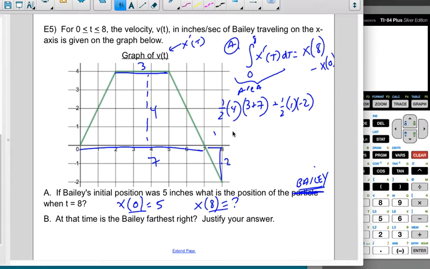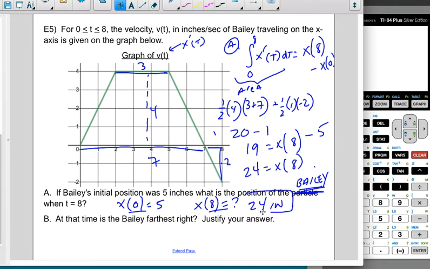So this area is going to end up being a 20 minus a 1, so a 19 equals x of 8, which is Bailey's final position, minus his starting position of 5. So when I add the 5 over, I get 24 equals x of 8. So his final position is 24, and I think it was in inches, 24 inches.